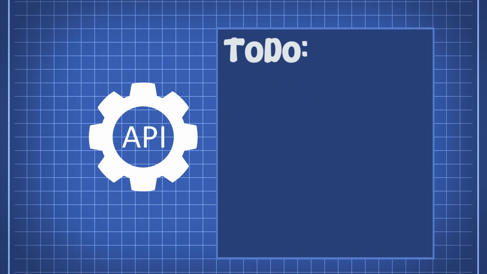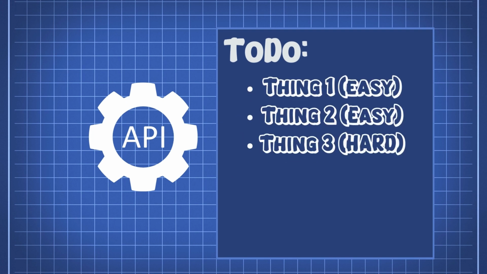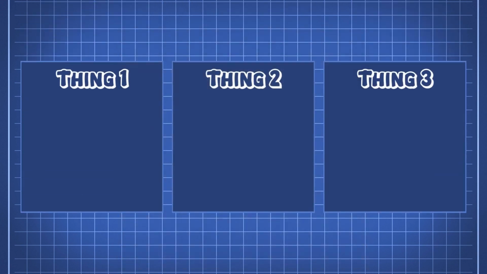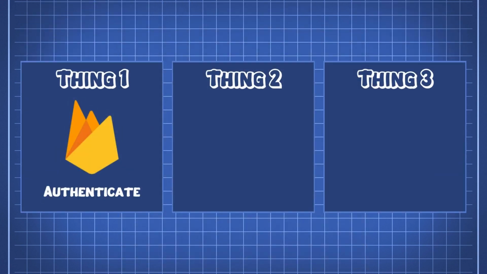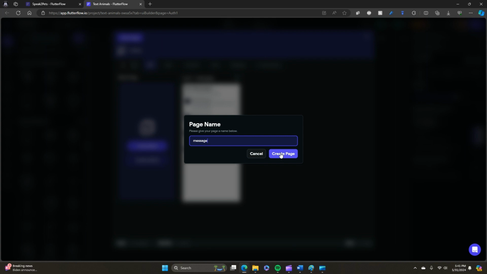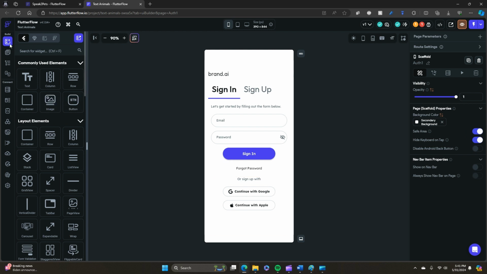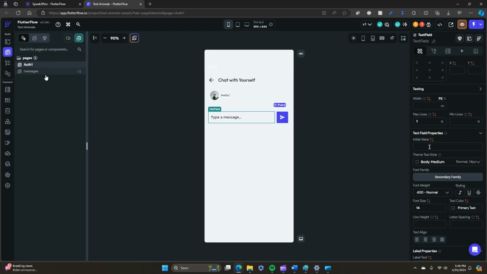To get the API integrated, there's a few things I need to handle first. The first two are easy, but the last one will take some elbow grease. To start off, I need to get users authenticated. So I used a pre-made authentication page and connected it to a Firebase project, and just fine-tuned a few details with my own Google Auth key and Apple key. Then bam, authentication straight into a message.